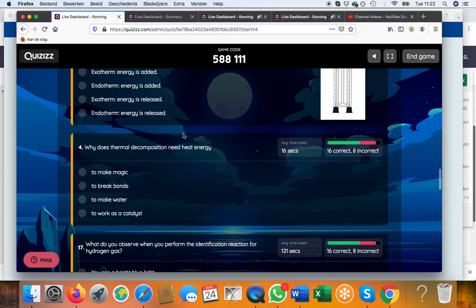This one I've discussed. 16 correct. Oh, we're still on 3/3. Why does thermal decomposition need heat energy? Yeah, to break bonds. This is perhaps not been discussed very explicitly. It might have been in the question in unit 6.